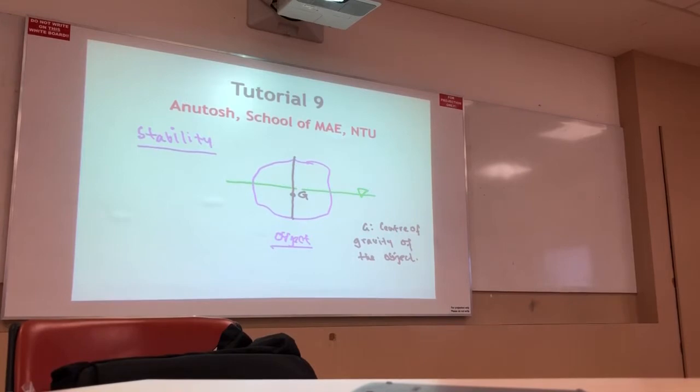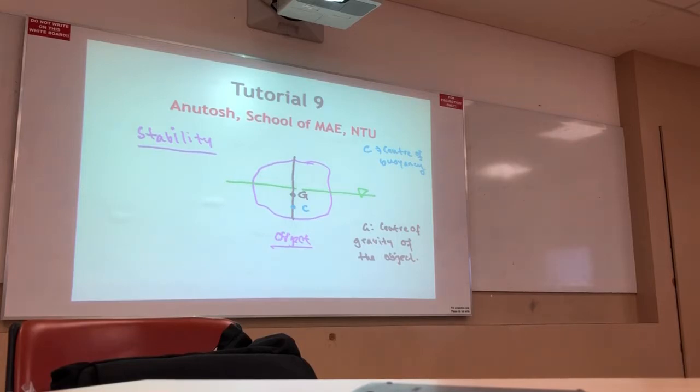Okay, so this point is called the center of buoyancy. This is called C. This indicates the center of buoyancy, C. Center of buoyancy. This is the C.